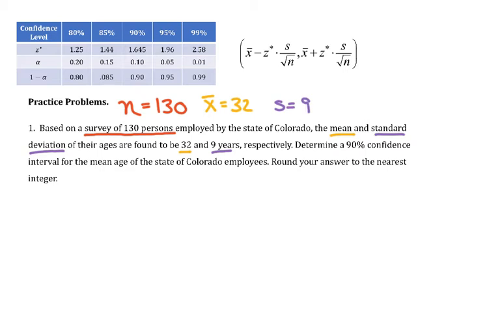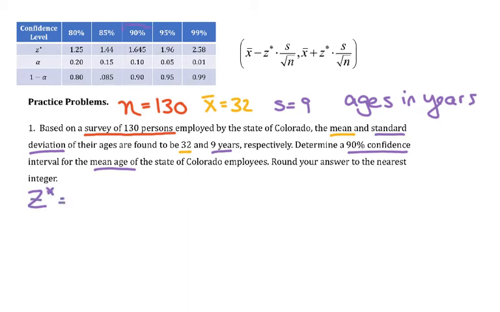So this is a survey of 130 people employed by the state of Colorado, and their ages were found, the mean of their ages was, what are we talking about? Ages in years. The average age was 32 with a standard deviation 9. And we're asked to form a 95% confidence interval for the mean age of state Colorado employees. Okay, so we want a 90% confidence interval. So what is Z star?